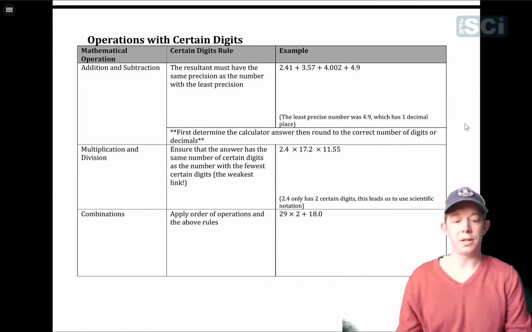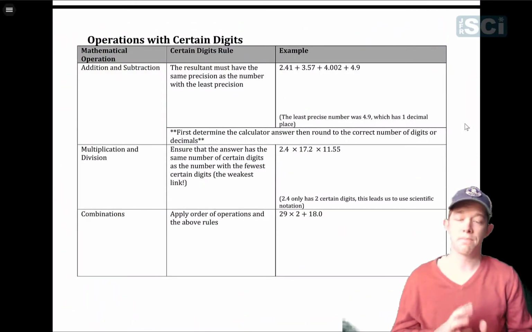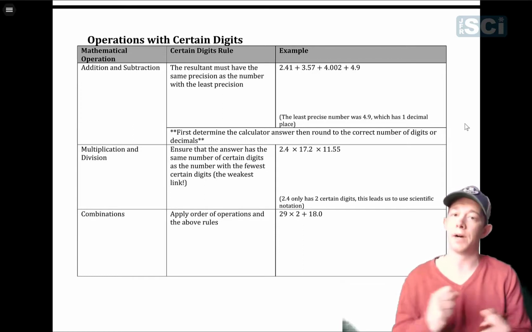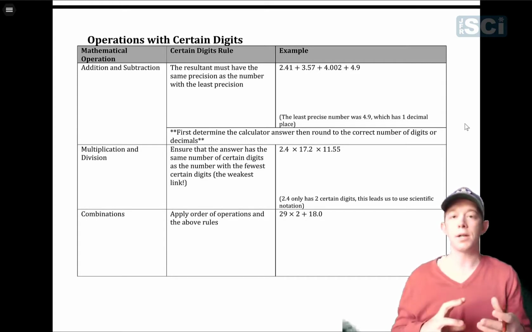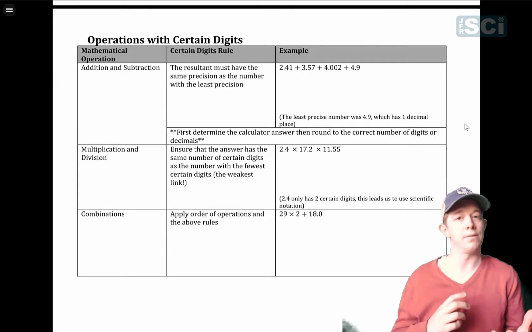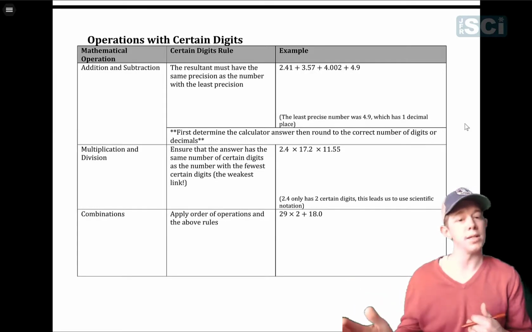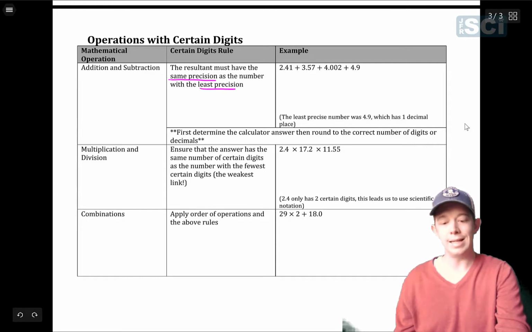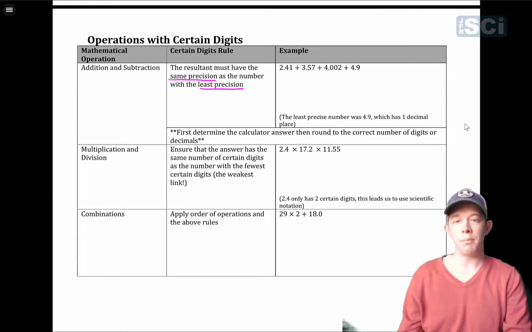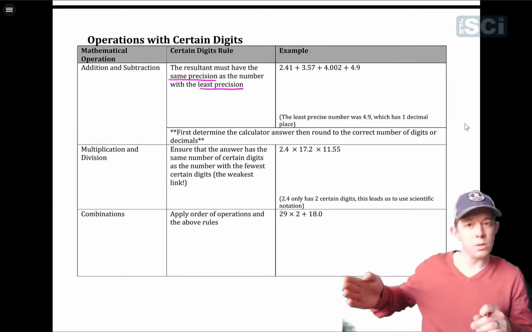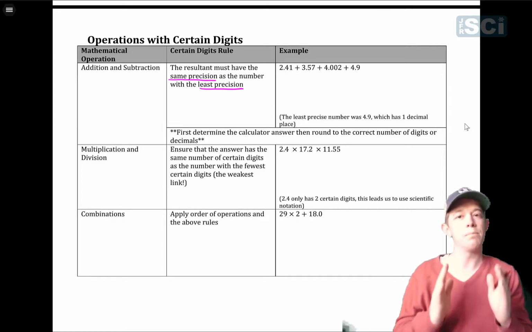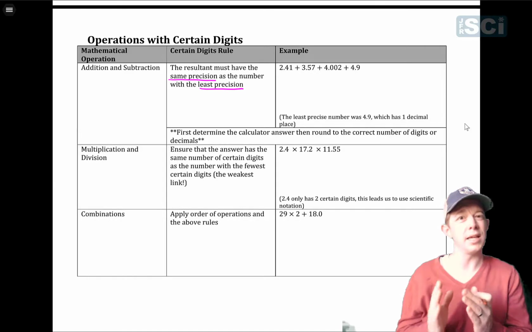All right, so now let's take a look at some operations with these certain digits. There are certain rules that we follow when we're adding and subtracting values, or multiplying and dividing values. So let's start with what I do if I'm adding and subtracting values that have different levels of precision. With addition and subtraction, I'm going to have the result have the same precision as the least precise number. Remember precision: the more decimals I can be certain about, the more precise I am. So I'm looking at the number that is the least precise, essentially the weakest link in my calculation.